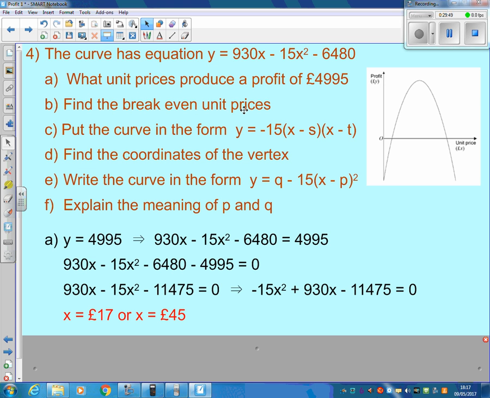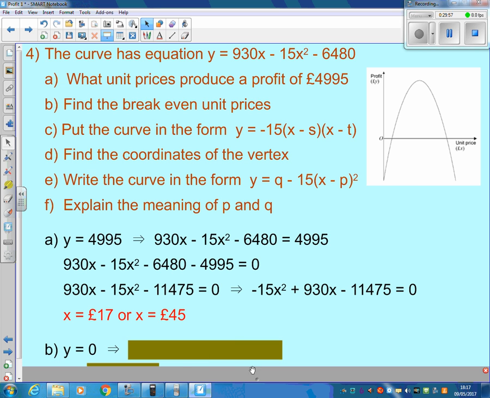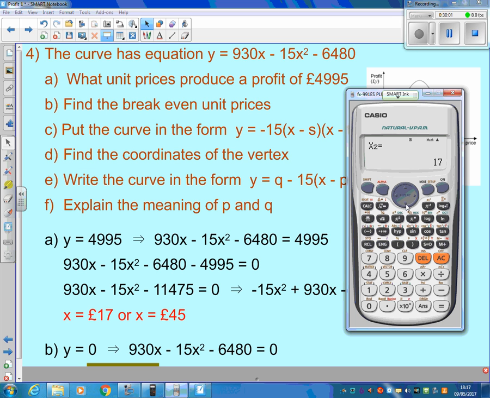Find the break-even unit prices. So the break-even unit prices, that's where y is 0. So it's the same type of equation, but put y in as 0. So let's go back to this. It's still going to be minus 15 for the x squared. It's still going to be plus 930 for the x's.